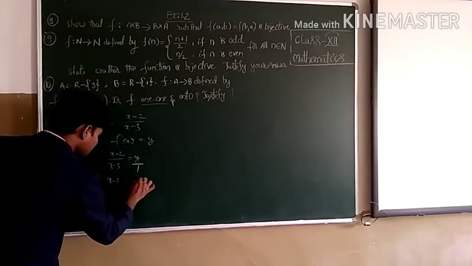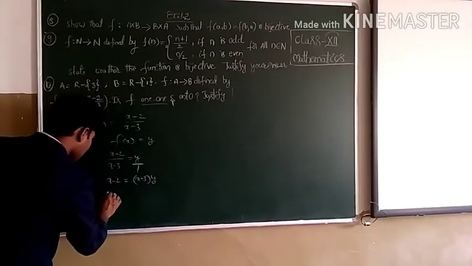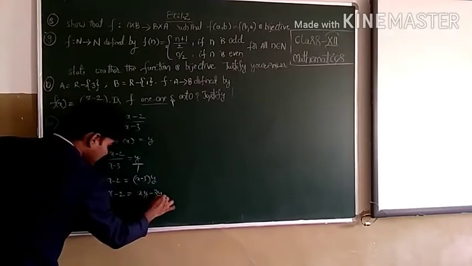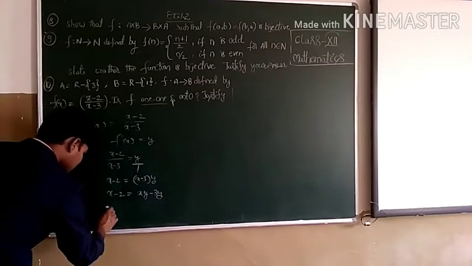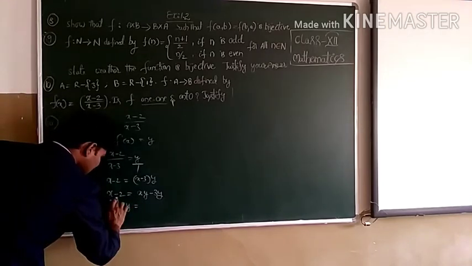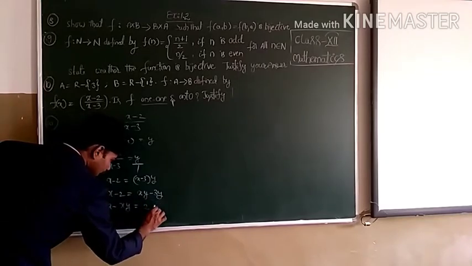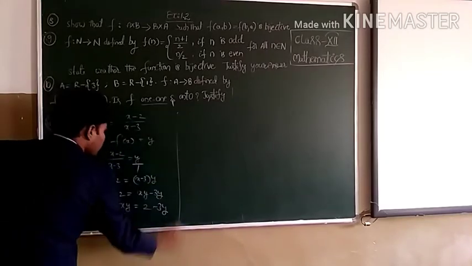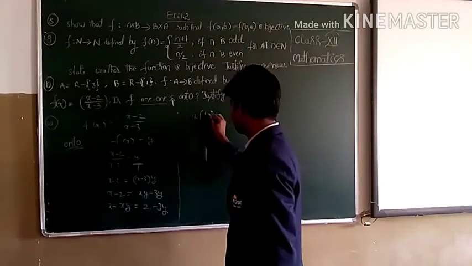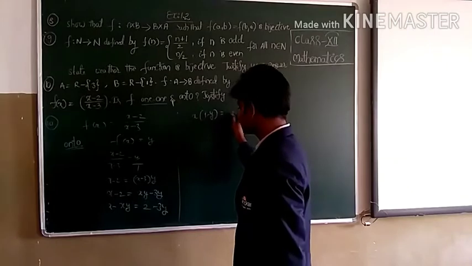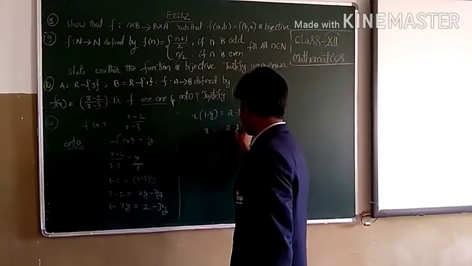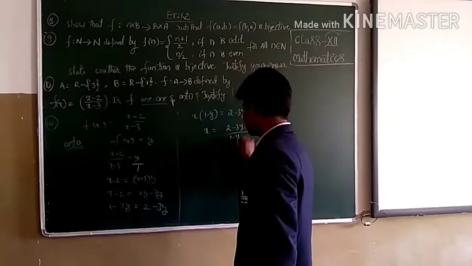So do a cross multiplication. x minus 2 is equal to x minus 3 into y. Now x minus 2 is equals to x into y is xy minus 3y. Here send this x minus xy to this side, is equals to minus 2 becomes plus 2 minus 3y here. Now take x as a common. x into 1 minus y is equals to 2 minus 3y. Then x is equals to 2 minus 3y by 1 minus y.